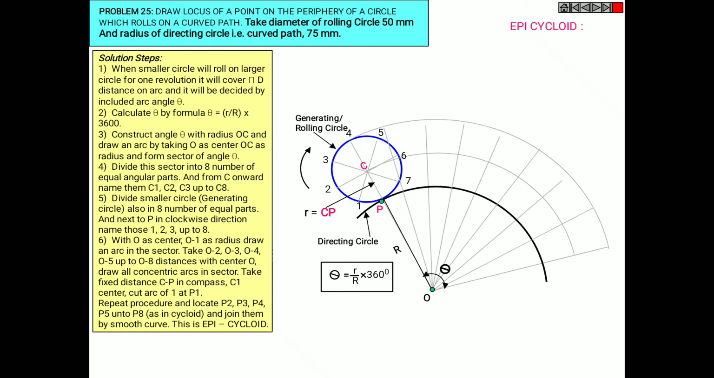Draw a rolling circle at the end of the other arc and extend all the arcs from 3 to 1, 2, 3 and so on up to 5, to all the points. We have all the centers over here, which are C1, C2 and so on up to C8. Now taking O to 1 as radius, draw an arc in the sector. Similarly O to 2 and so on up to O to 8.